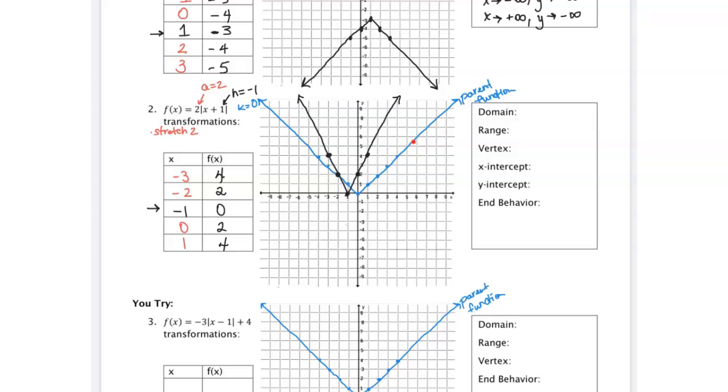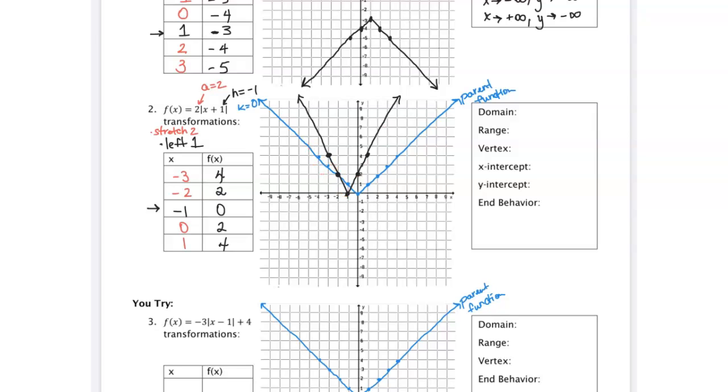All right, so we have our parent function, which was the blue one. And then our newest one is the black one. Notice that we forgot to write our other transformation. Because our h value was a negative 1, that meant that we were going to go towards the left 1. And that k of 0 meant that we didn't have to move up or down. So notice that our new vertex is simply shifted left 1. And then we have a stretch of 2. It is narrower by 2.